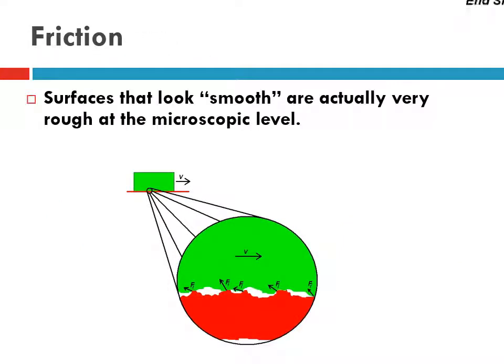Now, the force of friction is caused by the microscopic roughness of two surfaces. Now, we have to take into account both surfaces. We can't just talk about the roughness of one surface, because sandpaper on a block of wood or sandpaper on another piece of sandpaper are going to have very different amounts of friction. So the surfaces look smooth, but when you get on the microscopic scale, they're actually not.